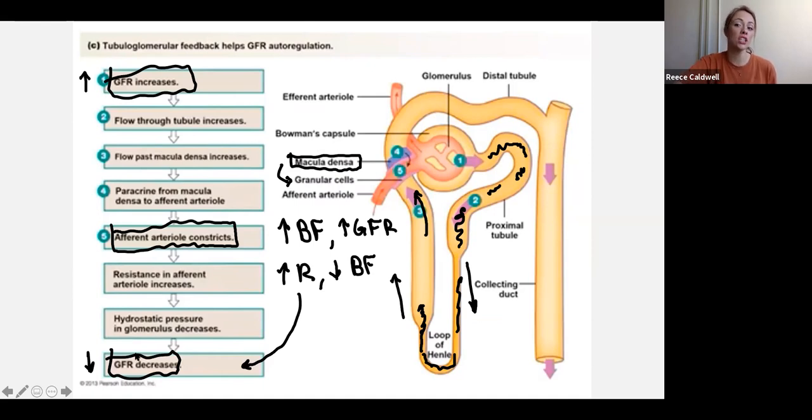So, filtration and blood flow through the kidney is very complex. Make sure you're going through this a few times because these are weird structures and weird processes. Make sure you understand this negative feedback loop and how we control blood flow through a kidney.